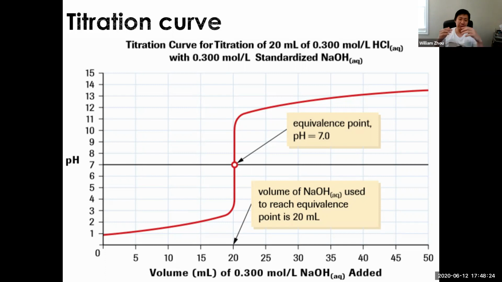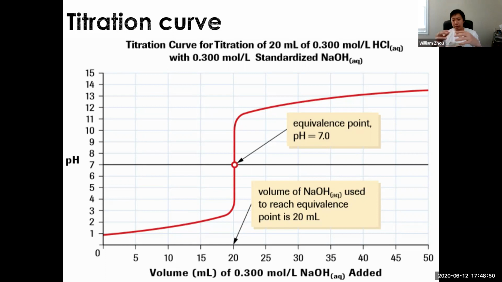And near the extremes, when the curve is flat, we call it the buffer zone. Okay, a buffer refers to a resistance in the change of pH. You really resist a change in pH near the beginning until you reach near neutrality, then boom, you basically flip from acid to base instantly, and then you have the buffer zone again.